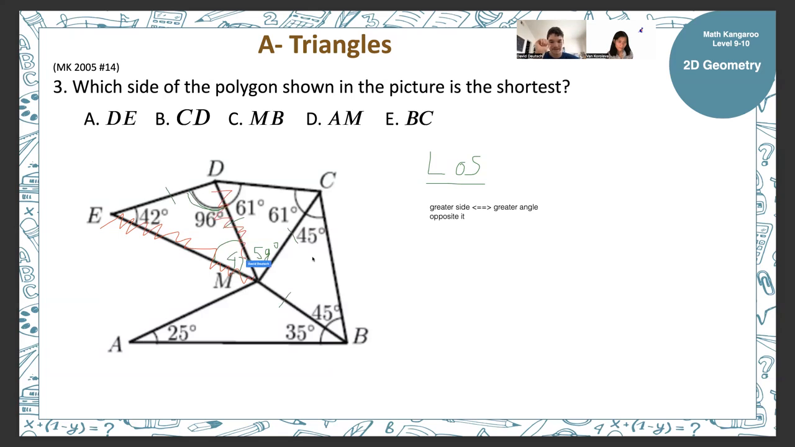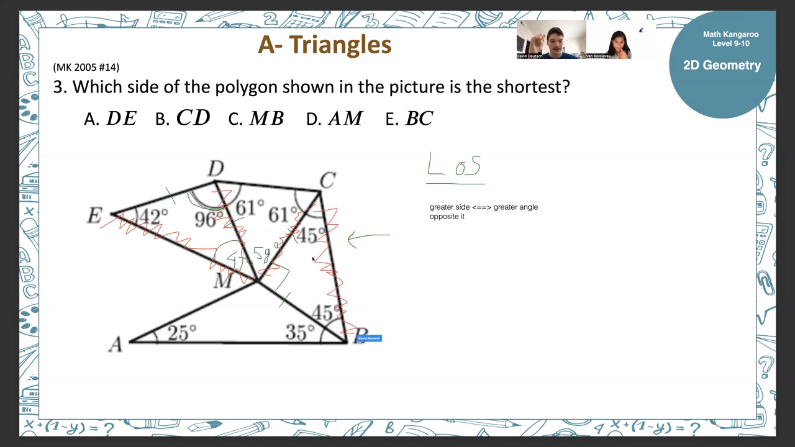They're too big. Now 45, 45, what's the other angle? What triangle has 45, 45? Obviously 45, 45, 90 triangles. That means that BC is even bigger than CM, right? This is a hypotenuse. The hypotenuse is always bigger in a right triangle. So this isn't the smallest either.